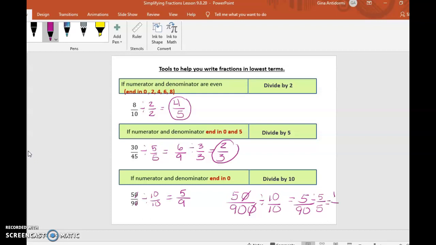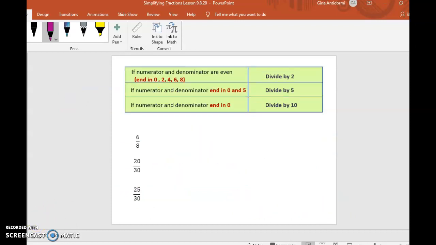Here you may need to do some long division. I'll use a calculator. 90 divided by 5 is 18. So we get 1/18. Okay? So we can divide by 2, 5, or 10 using these rules. All right, so pause the video and try these on your own.